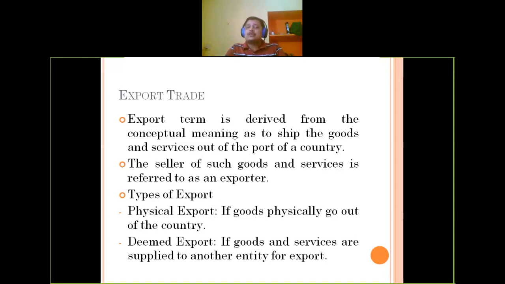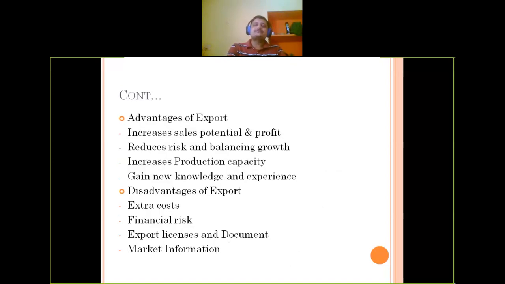Whereas they are doing their business here in some other host country, and during that time this transaction is called an export between two different countries. That's the reason the term deemed export is used.